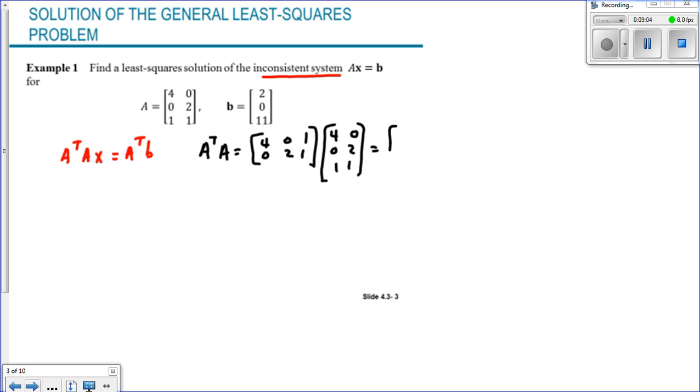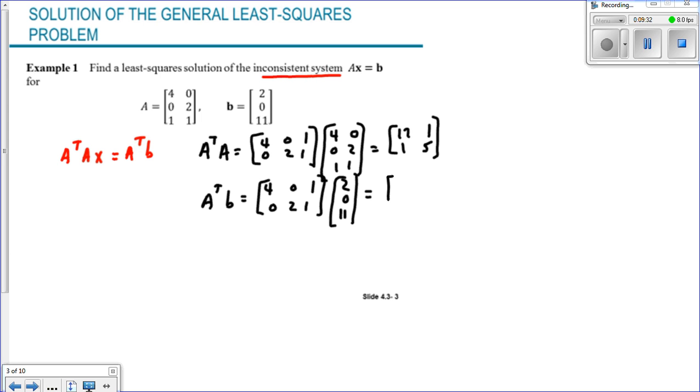Okay, so we'll get the 2 by 2 matrix, 17, 1, 1, 5. Now let's try A transpose times b. We're expecting a 2 by 1. So we'll have 8 plus 11 is 19 and 11.